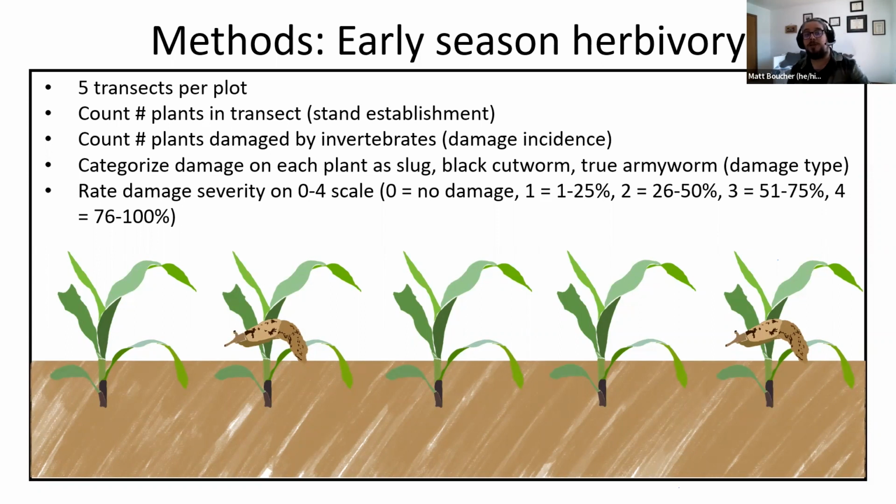And then you also rate the damage on an ordinal scale. We will not talk about the damage severity today. That's a huge data set with over 50,000 rows of data. So I'm still really just digging into that to start.